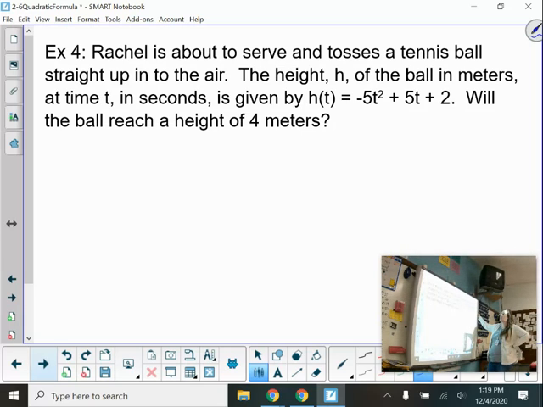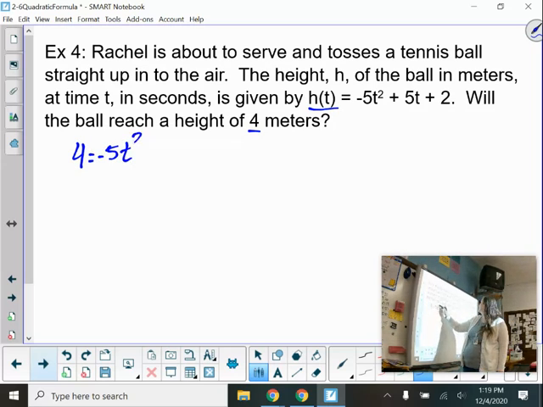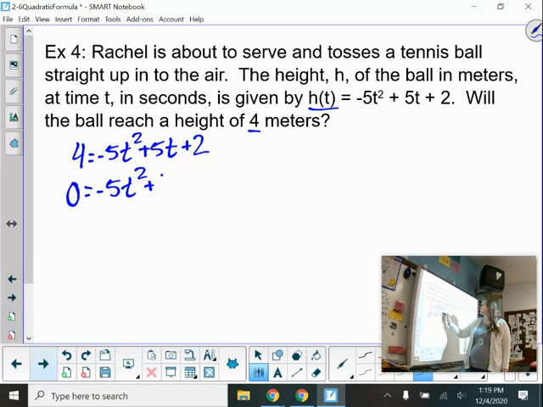So to figure out if this is possible, I want to see if the quadratic equation has any type of real solution. If it does have a real solution, then it's going to be possible. So I'm going to replace the h of t with that 4 and see what it gives me. Now, before I can go through and do any type of quadratic formula, I do need to move that 4 over because the quadratic formula and the discriminant only apply if your equation is equal to 0. So I am going to subtract the 4. That makes that a minus 2 instead of a plus 2.